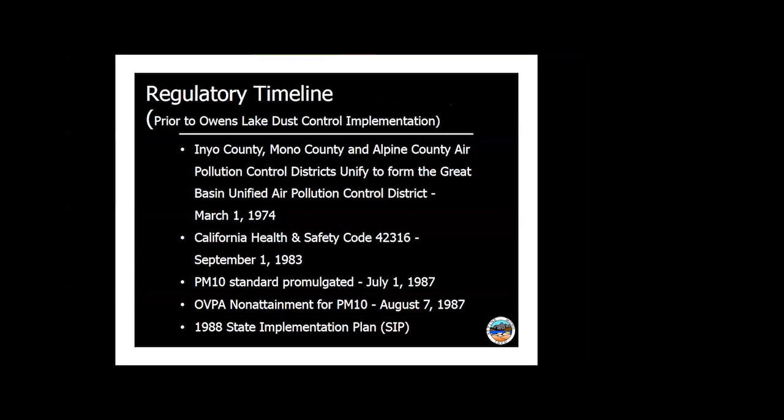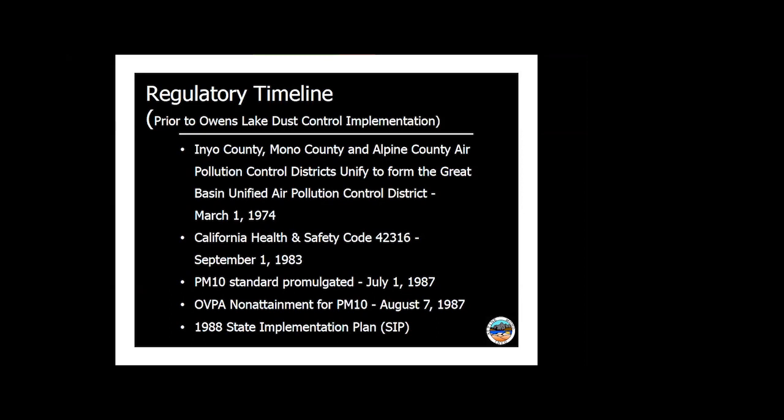The regulatory timeline really begins with the air district formation in '74. And then there's something that happened in 1983, and that was a legislative action at the state of California level that implemented Health and Safety Code 14216. What this did for the first time was decide that the city of Los Angeles was actually responsible for the PM10 emissions at Owens Lake because of the water diversions. It was determined to be an anthropogenic cause, meaning that it was man-made, and they were going to be the responsible party. We'll get to this in the next couple of slides because it's pretty important to understand, because normally air pollution control laws work differently. They work based on ownership and property ownership.